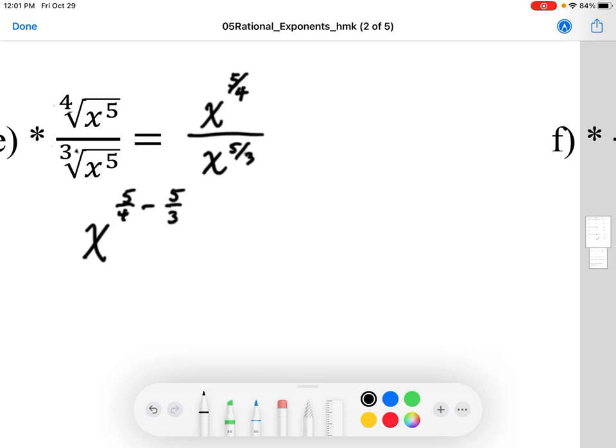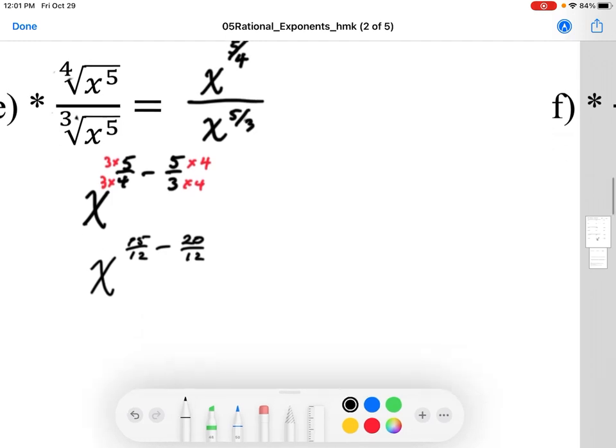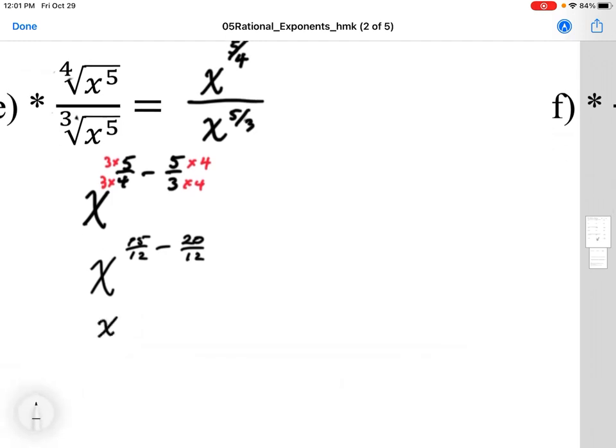Now, if we're going to subtract fractions, we need a common denominator. And so if I want a common denominator, I'm going to multiply the top and bottom of the first fraction by 3, so times 3 over times 3. And then I'm going to do times 4 over times 4 for this fraction. Okay, so then what I end up with is x to the power 15 over 12 minus 20 over 12. And then that gives me my answer of x to the power of negative 5 over 12.